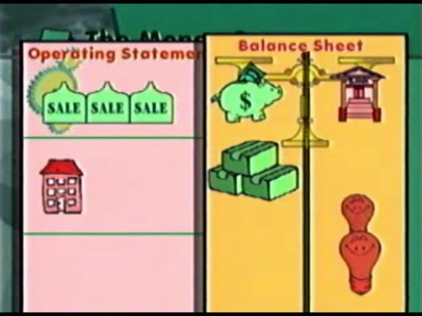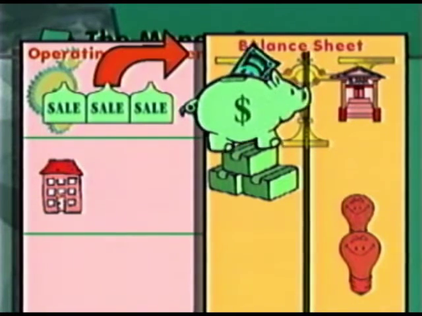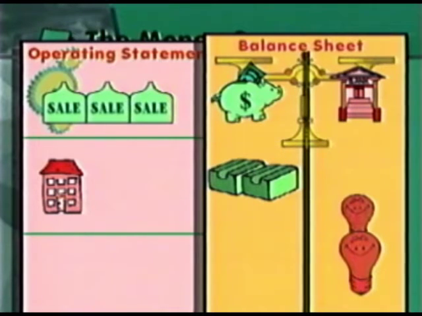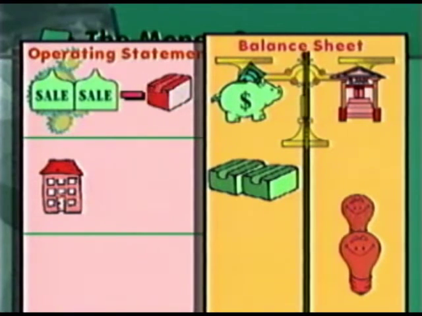Then, bingo, you made a cash sale. So revenues now increase your cash while the inventory is reduced. Of course, the inventory you sold has costs associated with it. The difference between the revenue and the cost of the goods sold is called gross profit or gross margin.